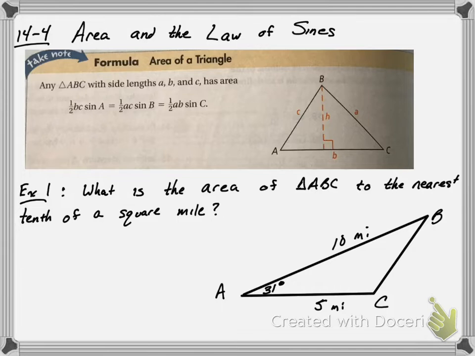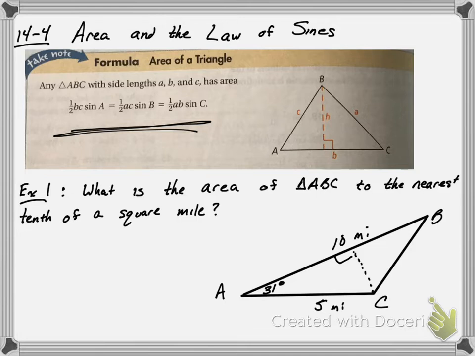Now, you could do a couple different things. You could take C, and you could drop down the altitude, try to use Pythagorean theorem or whatever, using the 31 degrees to find the height of the altitude. But why do that when they give you formulas up here to do that? What is the area of triangle ABC to the nearest tenth of the square mile?